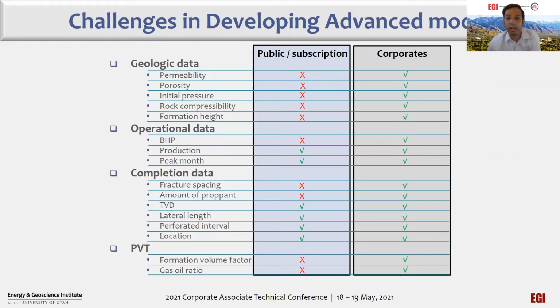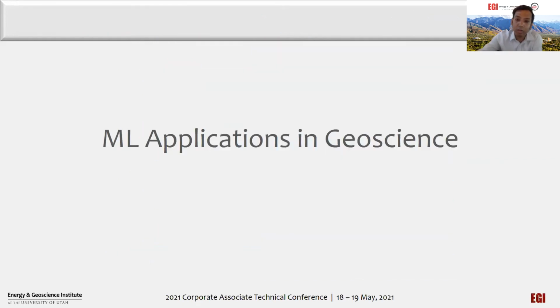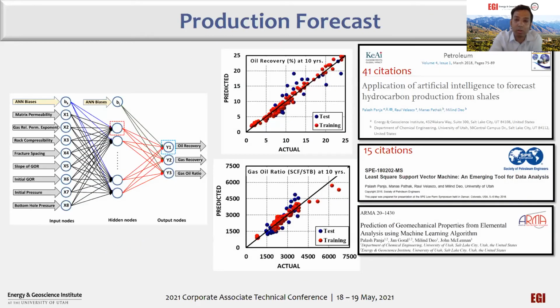So if corporates provide us all this data, we can develop better data analytics models and better machine learning models. To avoid those limitations, we assumed some permeability, porosity, and fracture spacing, developed a reservoir model, and simulated production data. And using those simulated data, we developed a machine learning model.